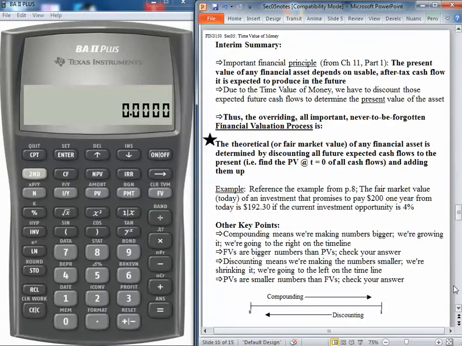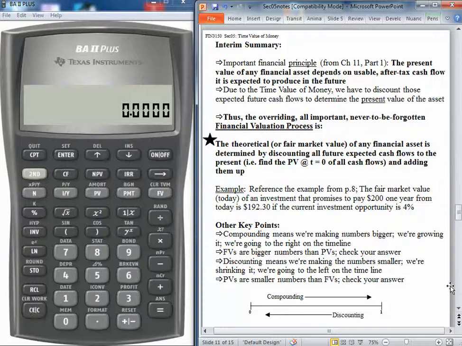So let's take a step here to talk about what we've learned up to this point. An important financial principle from this book says that the present value of any financial asset depends on the usable after-tax cash flow it is expected to produce in the future. This is because of time value of money.